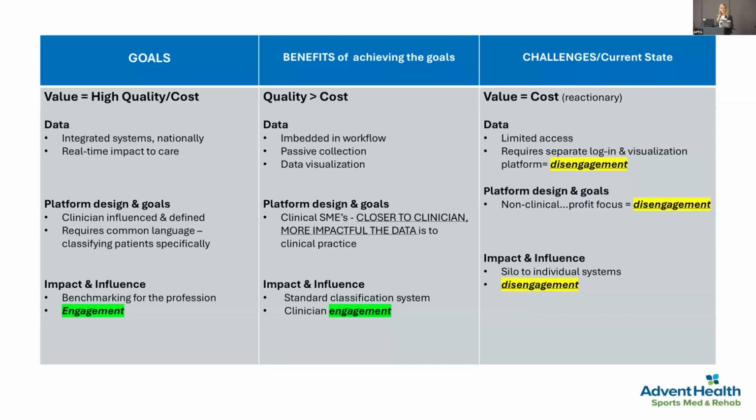So how do we pull all of this together and arrive at our ideal state, or Stephen's vision, as he shared earlier? I'm on board with that. I'd like to start with some goals that I think we should focus on the left and move across the chart. Ultimately, I think we all want value to reflect the highest quality care at the best possible cost. The data needs to be integrated into our workflows, systems locally and hopefully nationally, and has to allow point of care impact. The platform must be frontline clinician influenced and have a common standard language to specifically classify patients. And benchmarking really needs to be available for our clinicians and our profession to maintain optimal engagement.